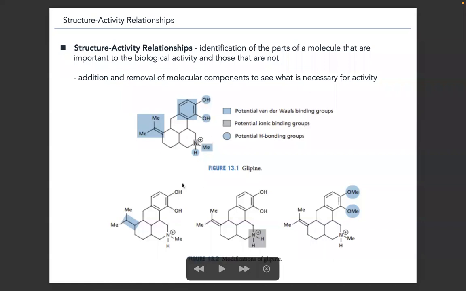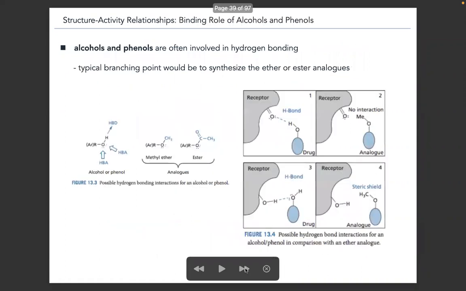This is a broad overview of what we'll be thinking about, but we'll talk about that in a little more detail. So I'm going to go through it functional group by functional group to give you a feel for the types of things that you should be looking out for.